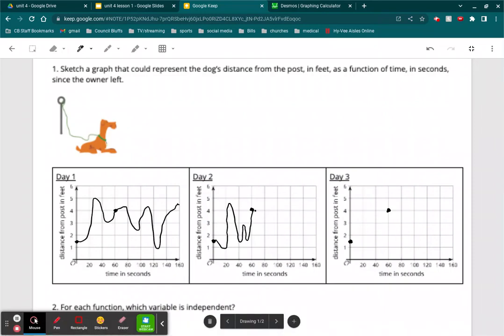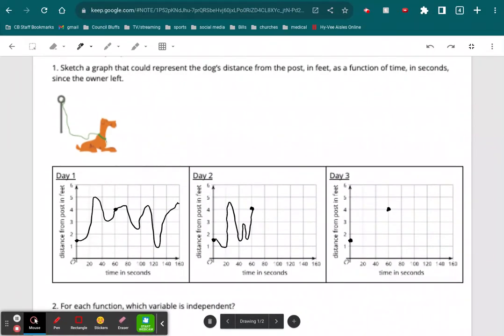The dog lays down. Now, what does that mean if the dog is laying down? That means it's not moving. So that means a minute later, it's 4 feet away from the post, and then it stays 4 feet away from the post until the owner comes back. So the graph should remain flat at 4 feet after the 60-second or 1 minute mark. Okay, so it's walking around, it's doing its thing for a minute, and then a minute later, it's 4 feet from the post, and then it stops moving. It lays down. So that's what the graph is going to look like. All right.